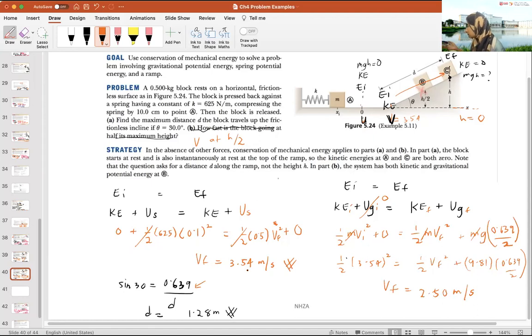So this is our velocity at this point. From here, this point over here, it is 3.54 here, 2.5 here, zero. So that finishes the class for today.